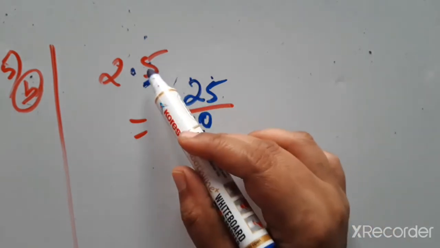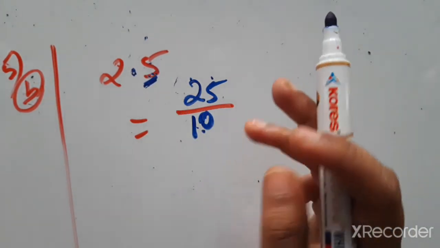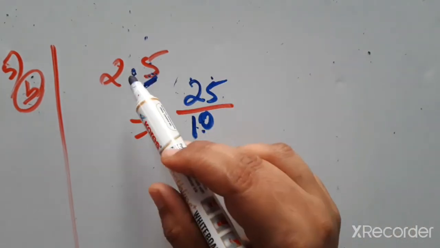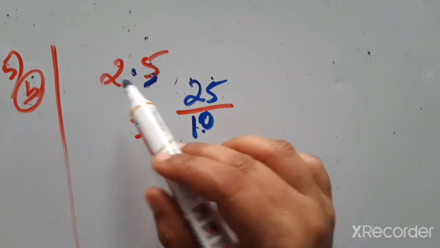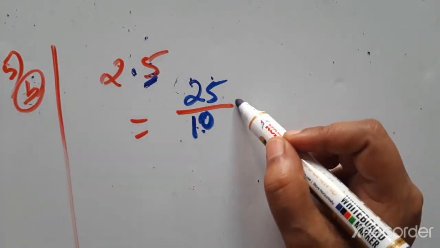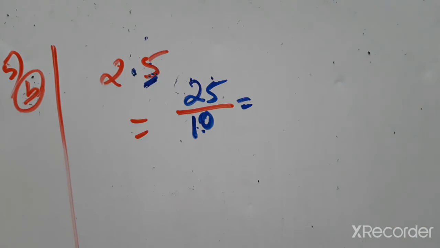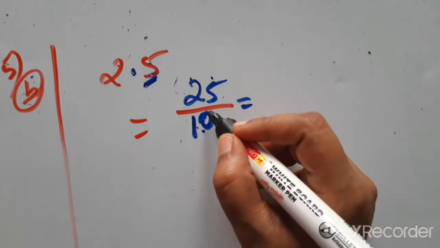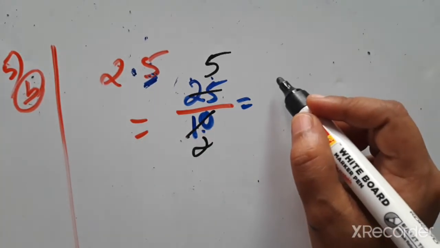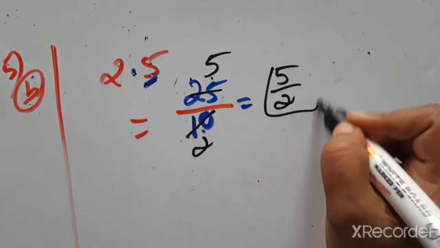First we have to write 1. Numerator we write without the decimal point, so it is 25. Now 25 by 10, we have to reduce the value again. 5 2s are 10, 5 5s are 25. So the answer is 5 by 2.